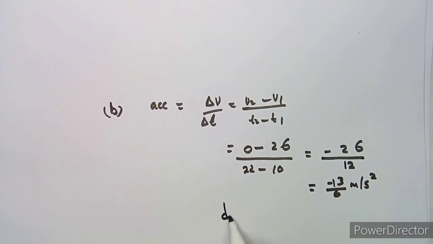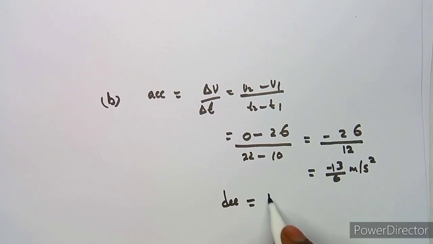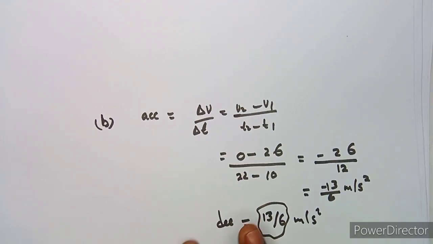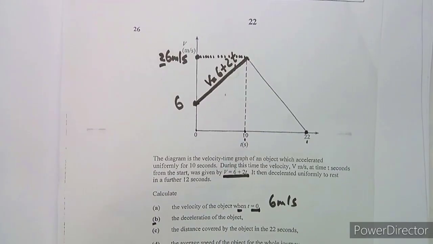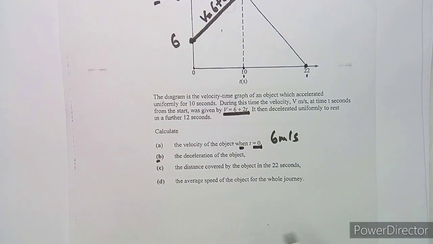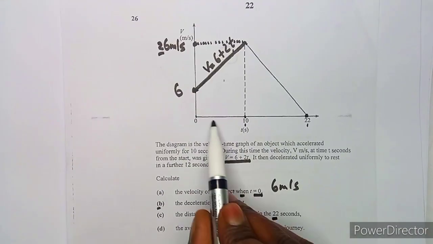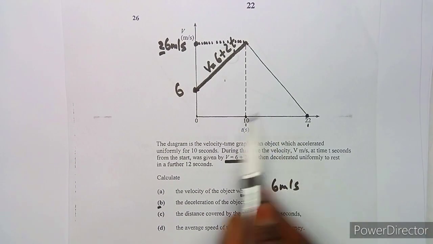But for deceleration, we are not going to neglect that negative, because that is what is happening. So it's 13 over 6 meters per square second, or you can simplify further as a decimal, but that is the presentation that we have there. On number C, we have got the total distance, the distance covered in 22 seconds, because in 22 seconds, that is the whole journey of the object.